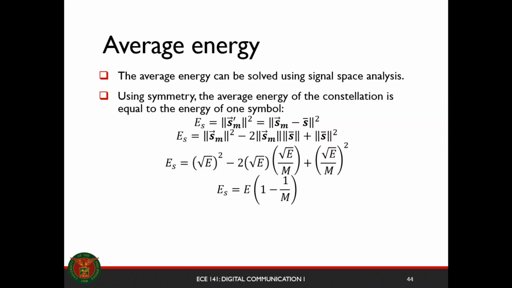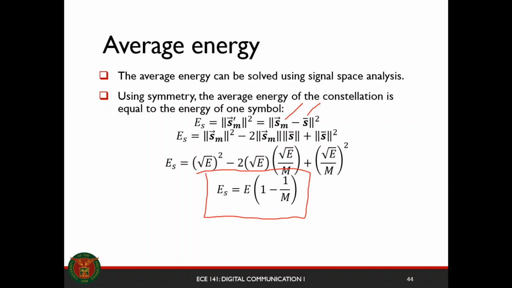So using symmetry, we can solve for our average energy per symbol. The average energy of each symbol is the same. That is equal to your original symbol minus the mean and then their norm squared. This is a definition that you learn from vector spaces. And you solve that, you get this expression for the average energy per symbol.